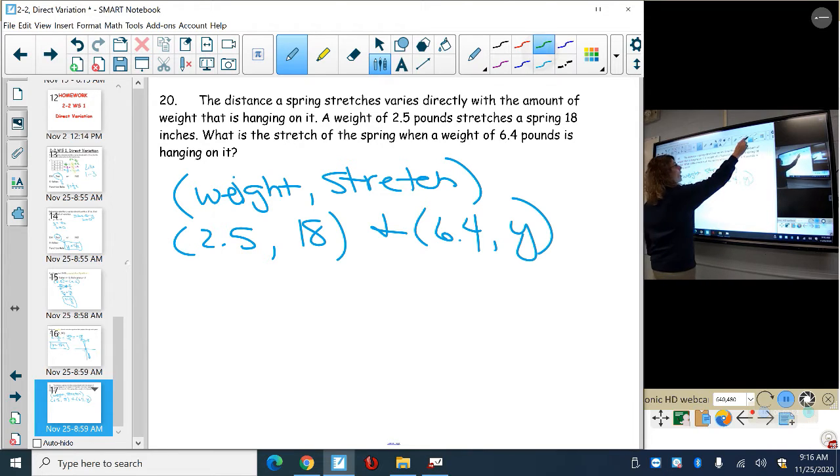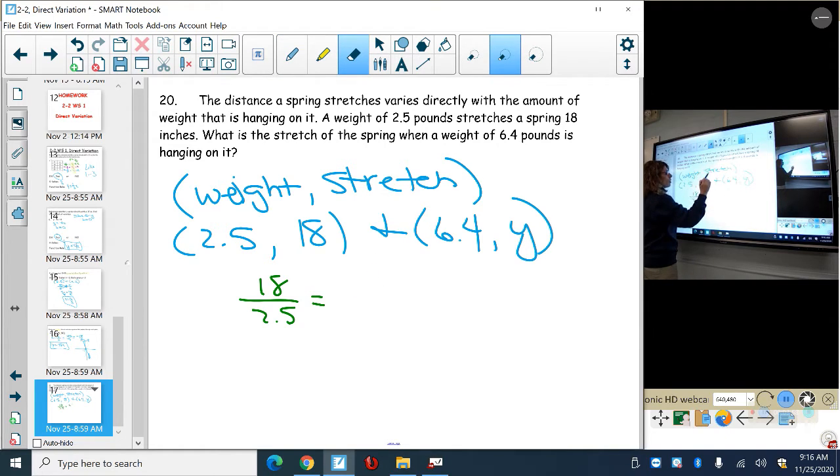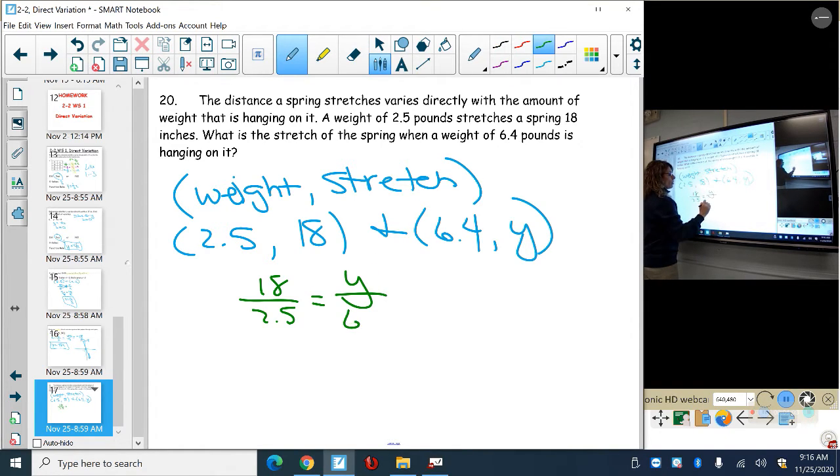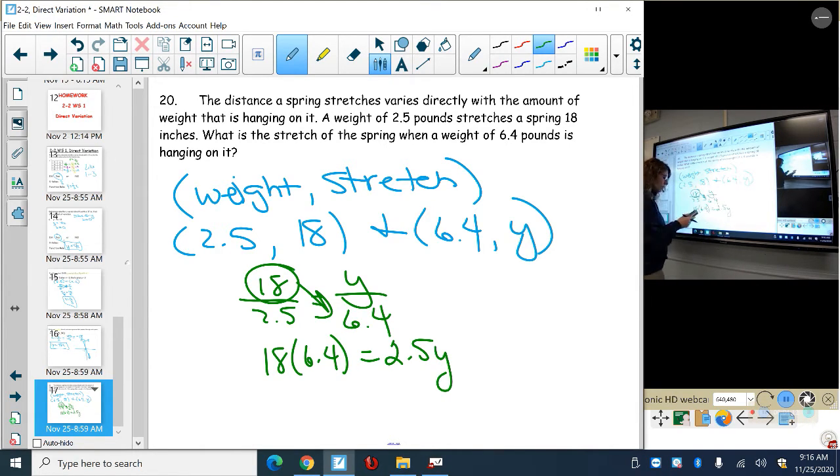So immediately I'm going to go ahead and do 18 over 2.5 is equal to my y over 6.4. So I'm going to cross multiply here, and that's going to be 18 times 6.4 is equal to 2.5 times y. So I'm going to have my calculator out, and I'm going to multiply this together to get 115.2.